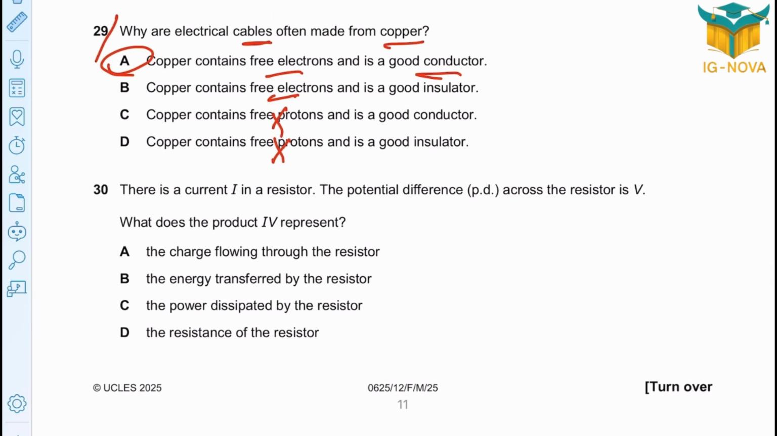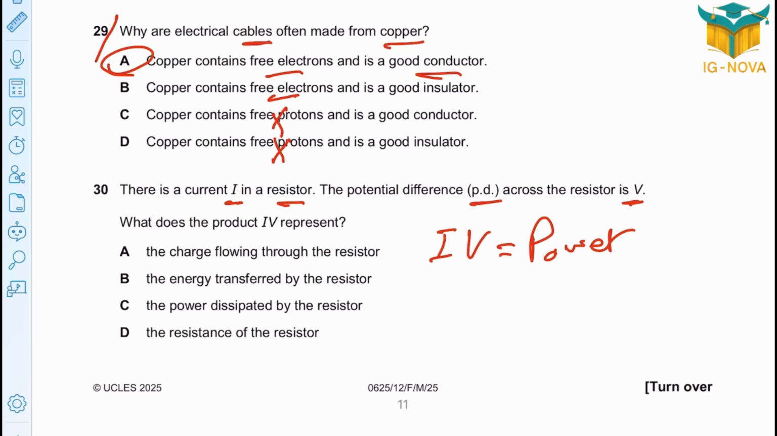Question 30. There is a current I in a resistor. The potential difference across the resistor is V. What does the product IV represent? For this rule, IV is a power. Power equals IV, the electrical power.